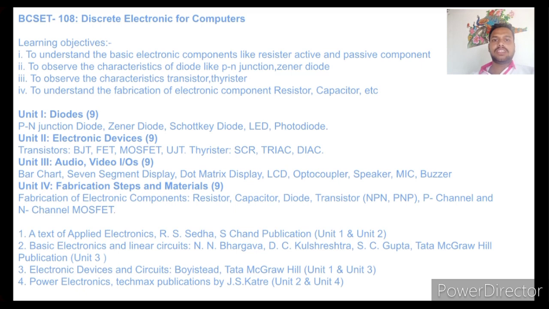The reference books of the syllabus: first, the Textbook of Applied Electronics by R.S. Sedha, S. Chand publication, for unit 1 and 2. Second reference book, Basic Electronics and Linear Circuits by N.N. Bhargava, D.C. Kulshreshtha, S.C. Gupta, Tata McGraw-Hill publication, for unit 3.